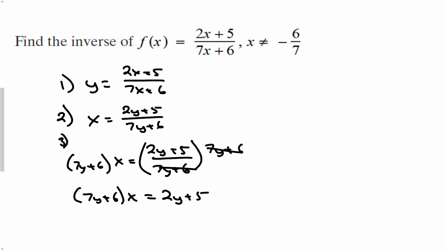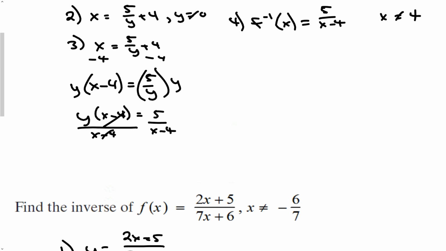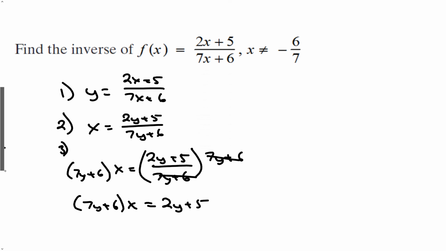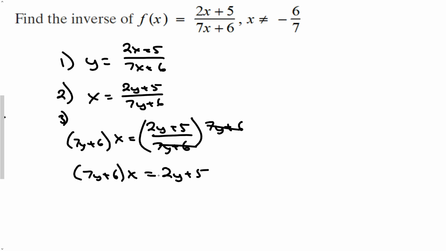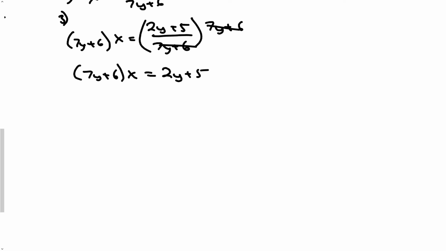Now, in the previous question, I didn't have to distribute because once I multiplied both sides by y, I only had one y that I was trying to get by itself. Here I have two, one there, one there. So the only way to tackle this one is to distribute that x. So we have 7xy plus 6x is equal to 2y plus 5.